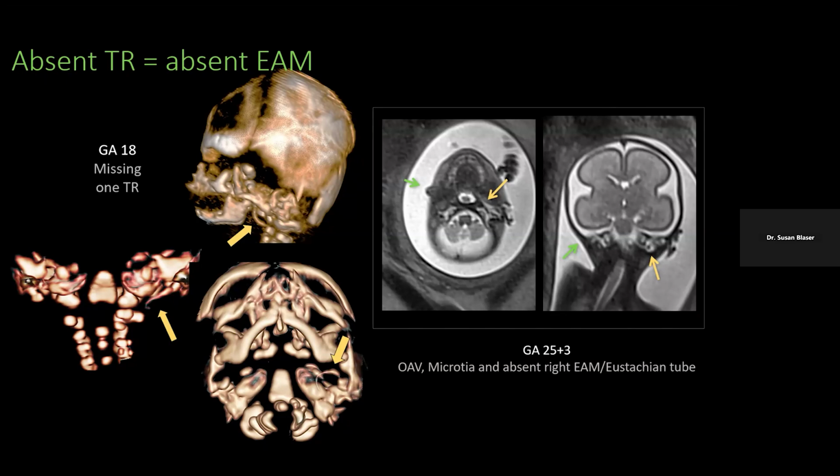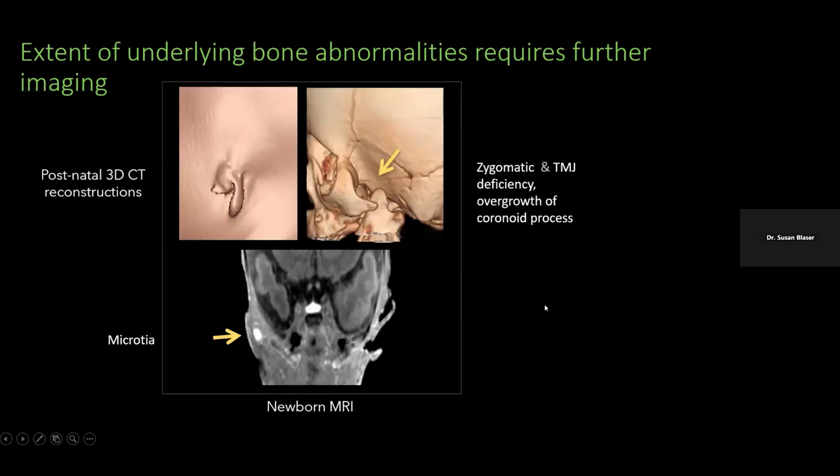This is a 25-weeker on an older scanner. And you can certainly see that you have asymmetry side to side. Pinna here is forward, so it's not on that image. And you don't have your tympanic recess. So again, this was Goldenhar. So let's look at what we do after that.